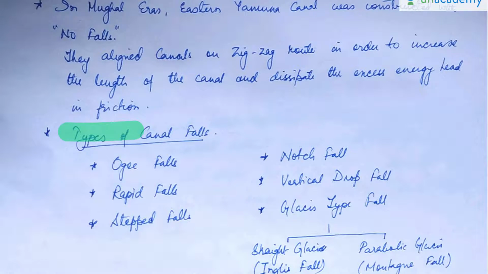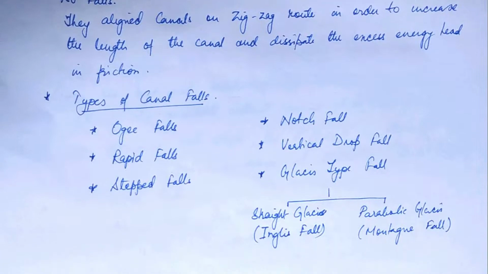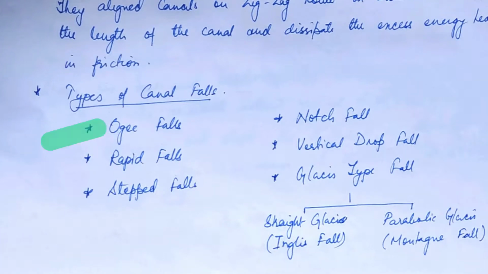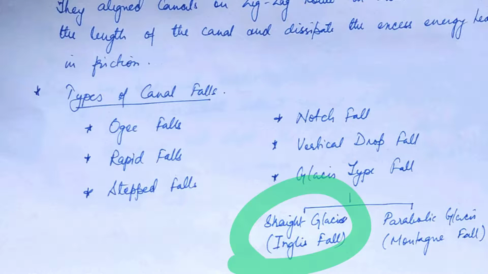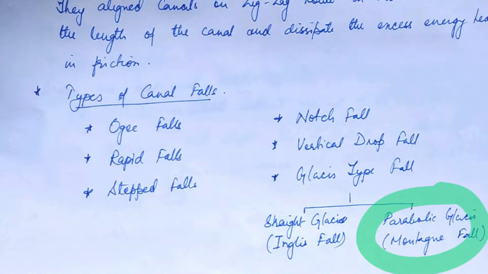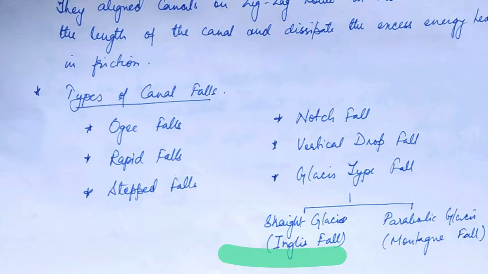But later on, they started providing canal falls instead of that. The different types of canal falls that have been constructed or are being used are ogee falls, rapid falls, stepped falls, notch fall, vertical drop fall, or it can be a glacis type fall. Glacis type falls can be of two types. It can be a straight glacis or a parabolic glacis. Straight glacis is also known as English fall and parabolic glacis fall is also known as Montague fall.